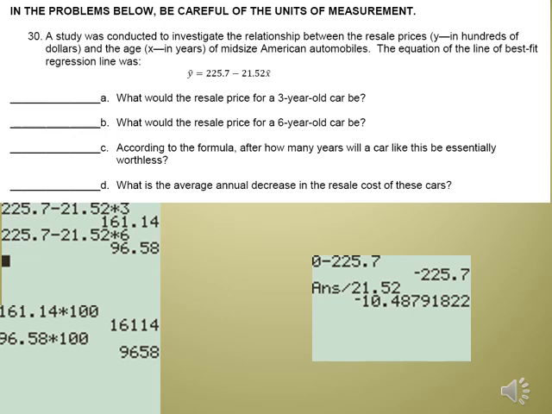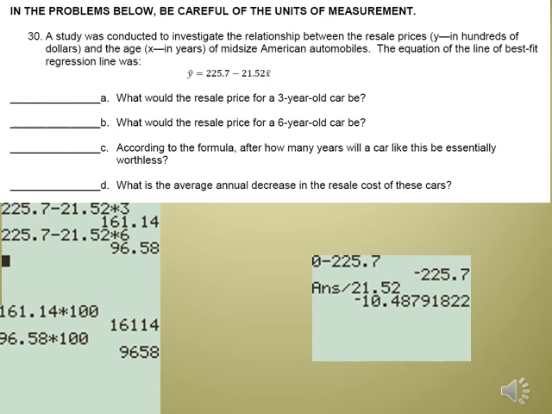And what they're telling us is what's going to be the resale price of a car that is a certain number of years old. And the first one is what would you have for a 3-year-old car, then what would you have for a 6-year-old car? Well, what I did here is I plugged into the formula the numbers for X, and you notice the answers I got were 161.14 and 96.58, which if you look at this quickly, you could almost think that that means I could buy a 3-year-old car for $161.14, which isn't very likely.